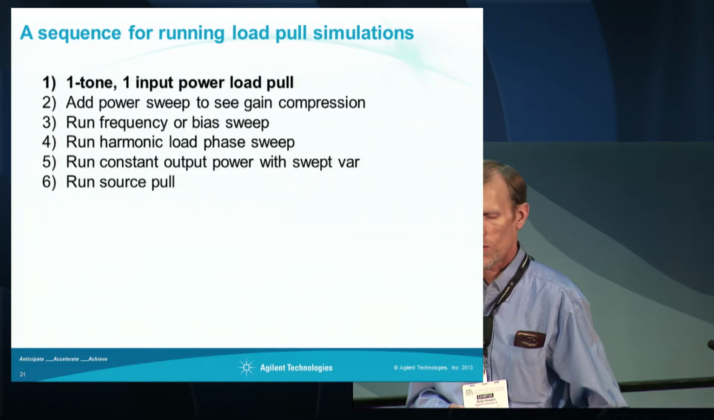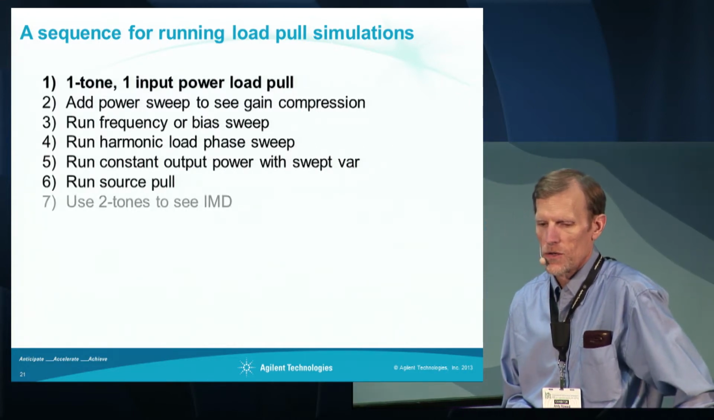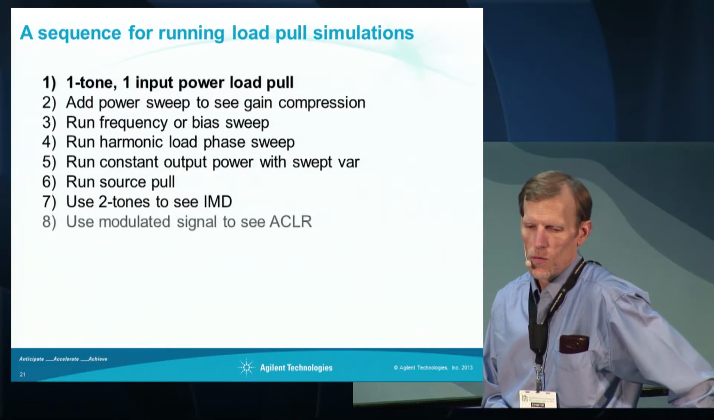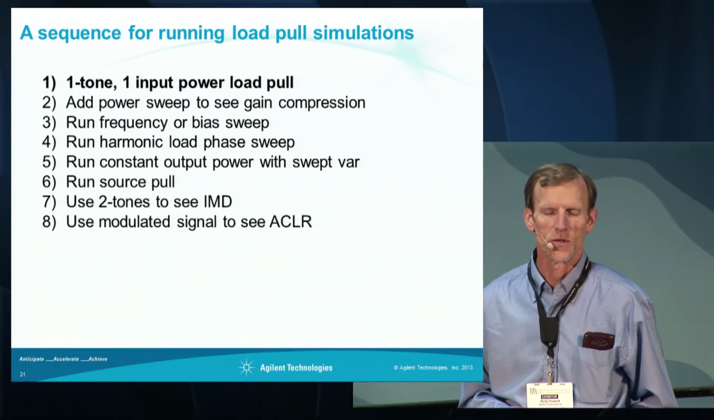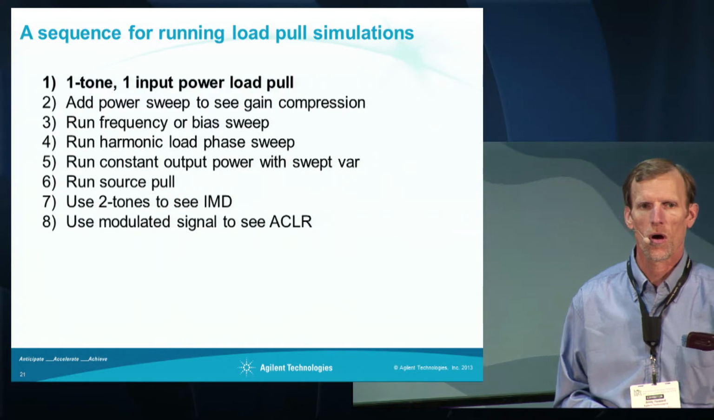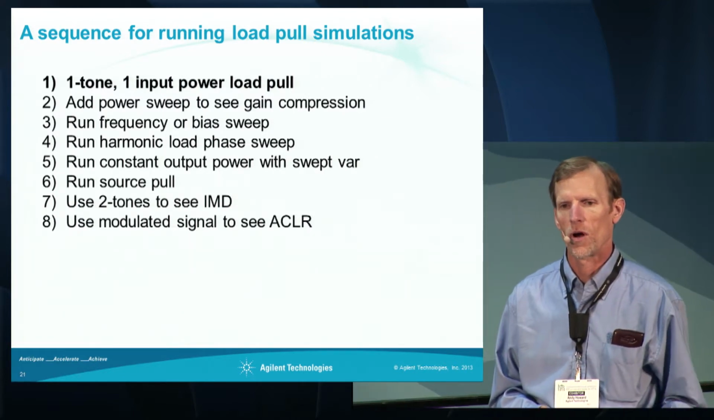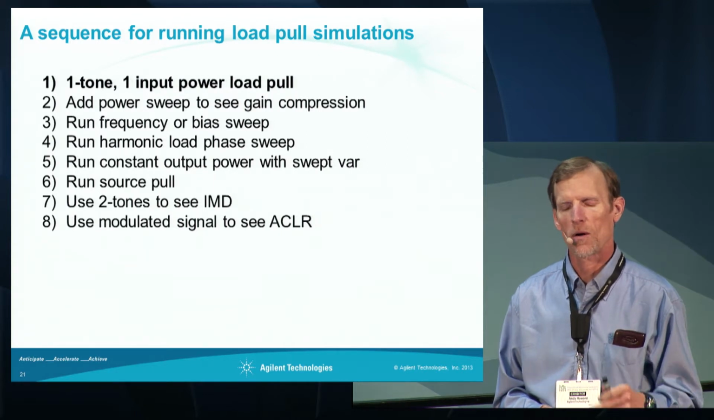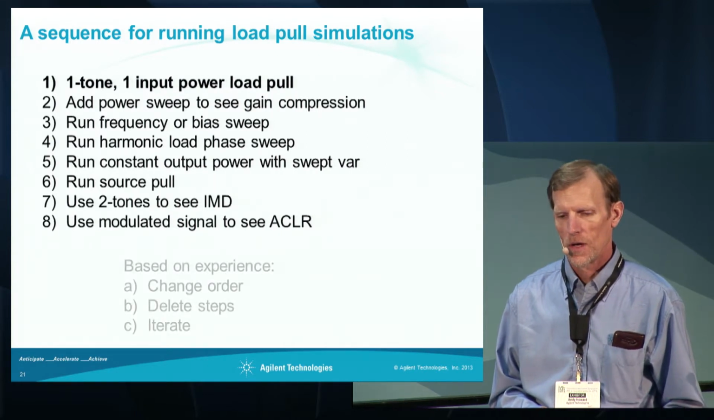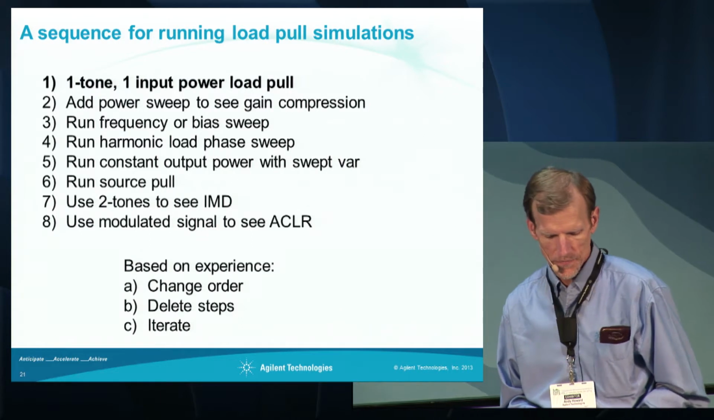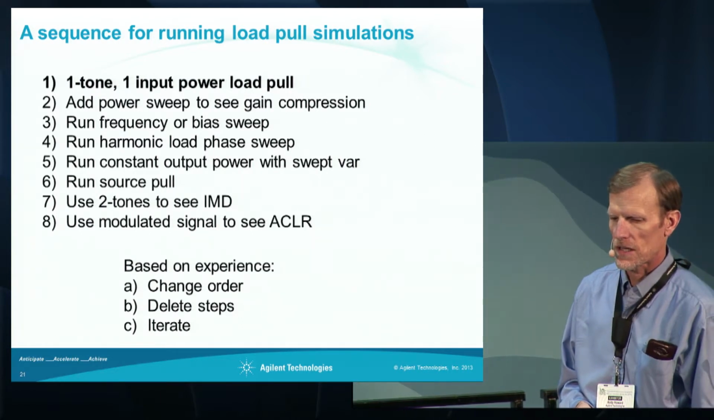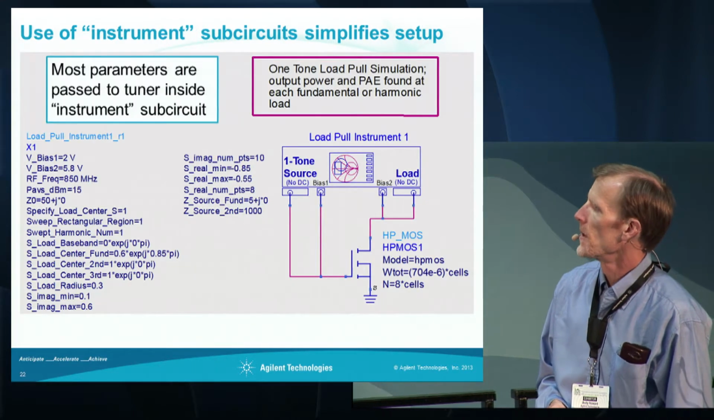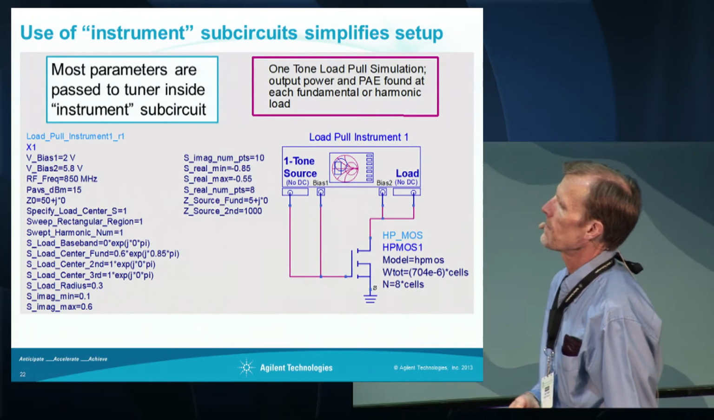We can run a source pull if desired. We can do a two-tone intermodulation distortion simulation. We can also use modulated signals to see ACLR or EVM, and we can also get EVM data from one-tone swept harmonic balance power simulations. And certainly you could change this sequence, delete steps, or iterate. This is the simplest setup.